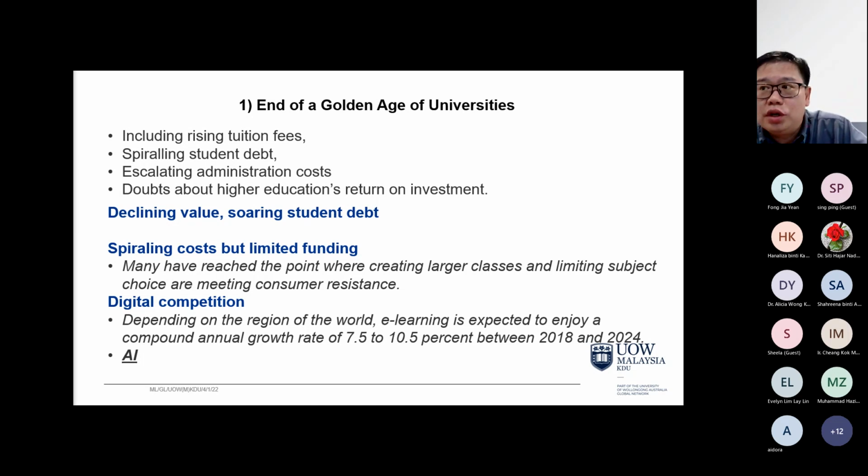Number one. Two, spiraling costs but limited funding. Universities' costs are going up. Cost is crazy, okay? But funding itself, for us, we have no government funding. So it's private funding. And one thing that's impacting us is student numbers. I think this information is very clear.